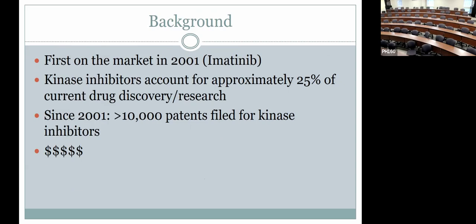As of 2017, kinase inhibitors altogether accounted for about a quarter of all the current drug discovery and research. And since imatinib's first approval in 2001, there have been over 10,000 patents filed for kinase inhibitors. And actually, that's just in the United States alone. So all that to say, TKIs are really a hot topic in research and in current cancer therapy.